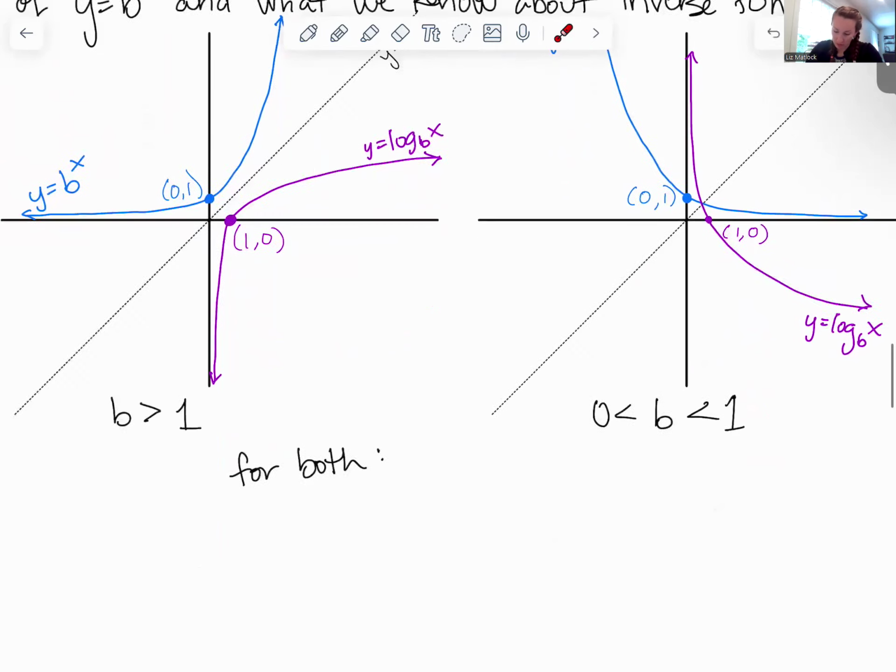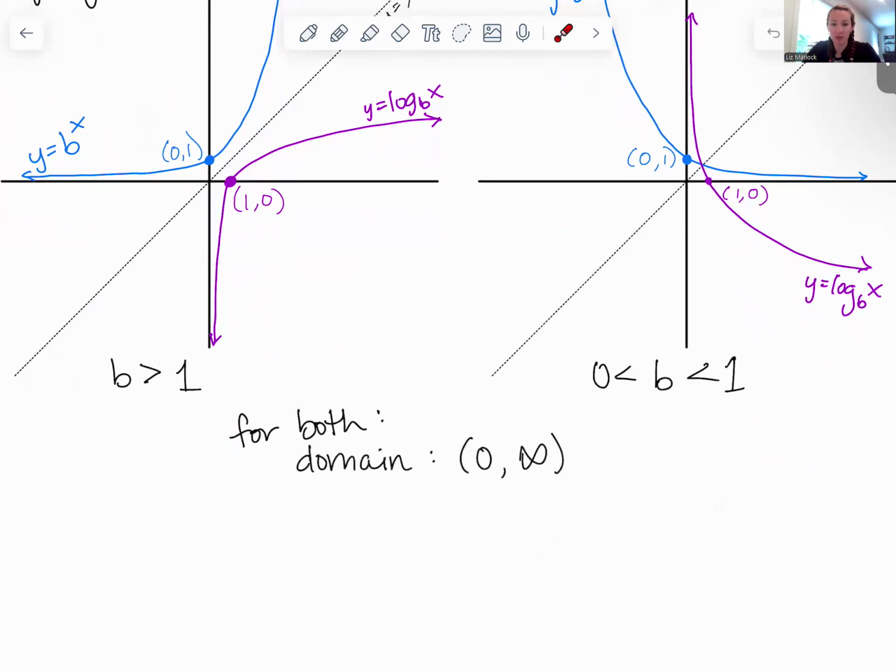All right, so for both of these functions, they're going to have the same domain, and that will be 0 to infinity. And hopefully this makes sense because if we look at the range, we get negative infinity to infinity. What we've done is we've taken the domain and range of y equals b to the x, and we've switched it to get the range and domain of y equals log base b of x. And again, that should make sense because to get a function and its inverse, we're going to switch the x and y. Because domain represents x's and range represents y's, we are switching those from y equals b to the x to the graph of y equals log base b of x.